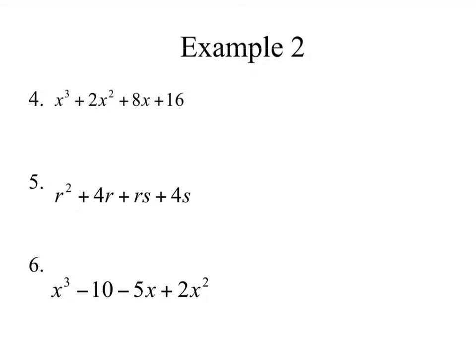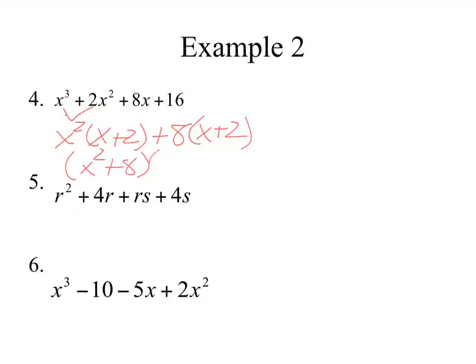So in the first one, number 4, I grouped the first two terms together. I could GCF out an x squared, which left me with x plus 2. And I could also pull out an 8, which leaves me with x plus 2. My outside numbers, the x squared plus 8, go together, and the x plus 2 finishes off the problem.